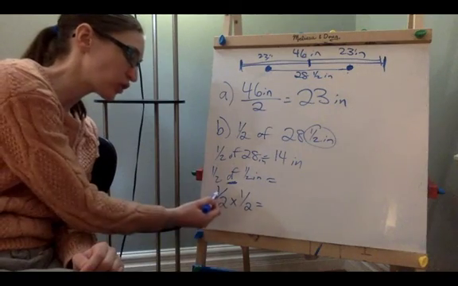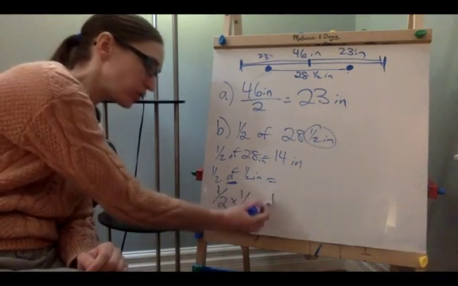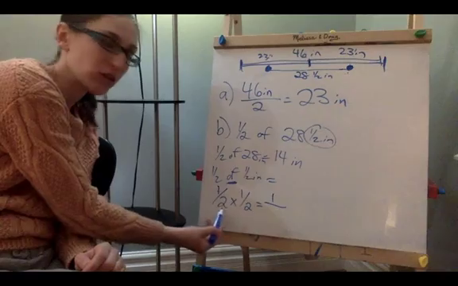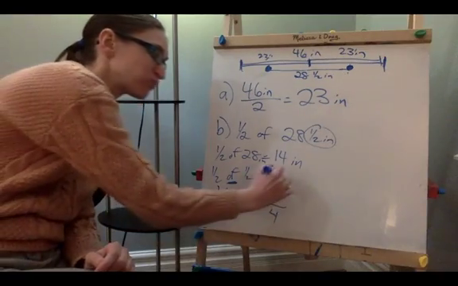And when we multiply fractions, we multiply the numerators together. 1 times 1 is 1. And we multiply the denominators together. 2 times 2 is 4. So it's 1/4 inch.